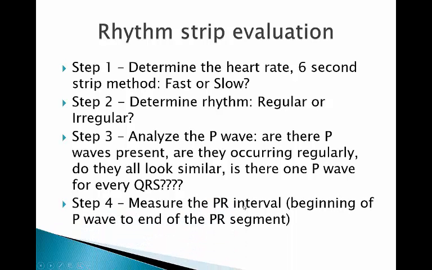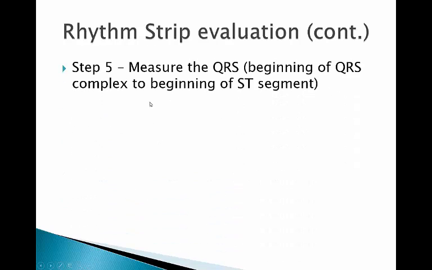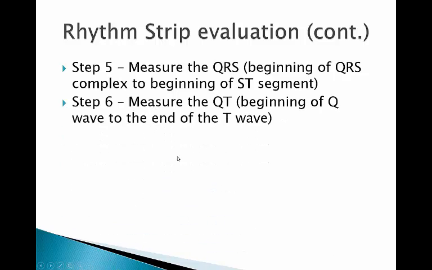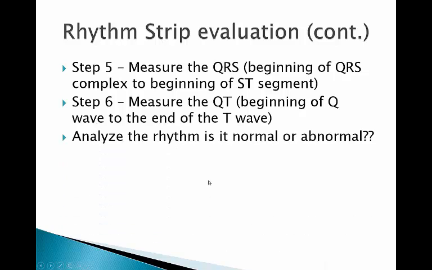Step 4, measure the PR interval. Step 5, measure the QRS. And step 6, measure the QT. And then analyze the rhythm. You have to put all the pieces together.